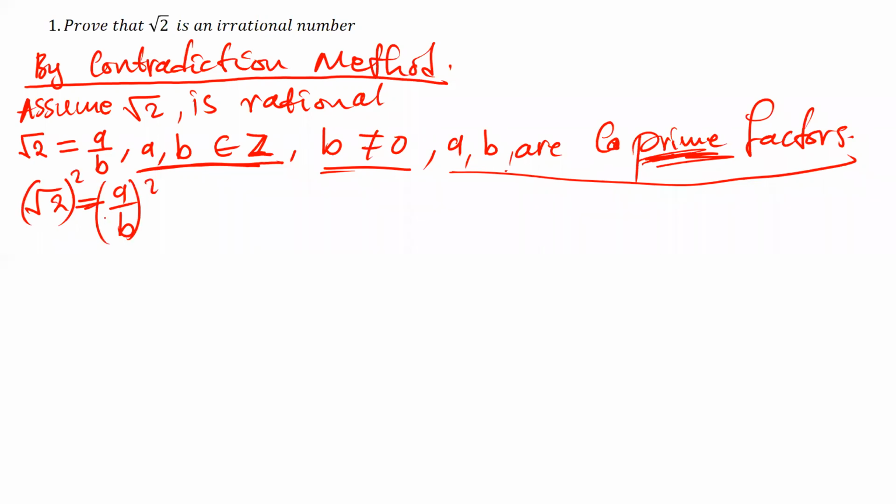So if I square this side and that side, on this side I'm going to get 2 as the solution. And then on the other side, I'm going to get a squared over b squared. So when I do the cross multiplication here, I'm going to get a squared being equal to 2b squared. So this is what I'm going to get as the solution.